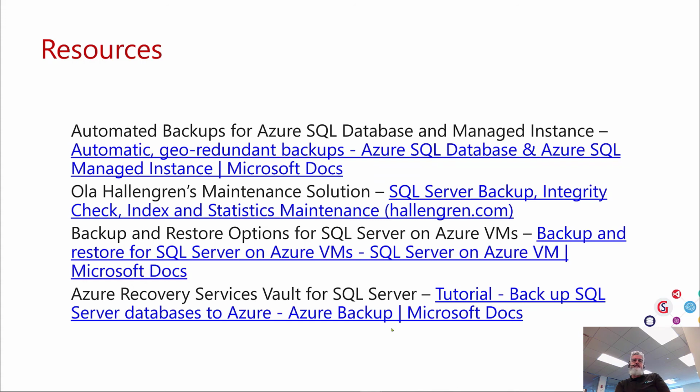So this is a series of links that kind of apply to what I've talked about. More information about automated backups for SQL database and managed instance. And it talks about the redundancy and your ability to flip from local to GeoRedundant. Link to Ola Hallengren's maintenance solution, and this is linking to olahallengren.com. There'll be a link there for the maintenance solution, and there'll also be links to download just the backup specific portions. Backup and restore options for SQL Server on Azure VMs, and then Azure Recovery Services Vault.